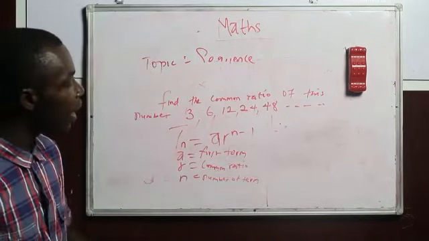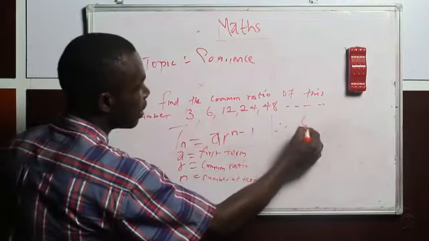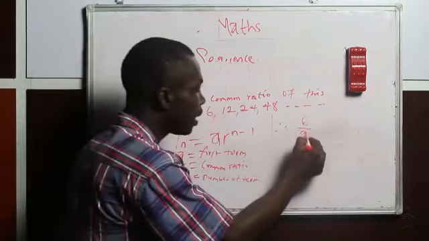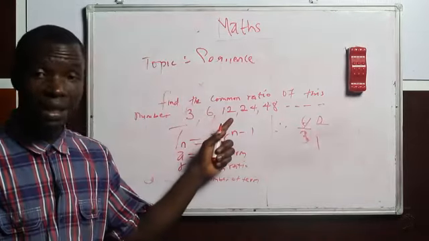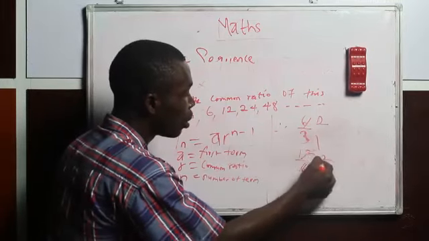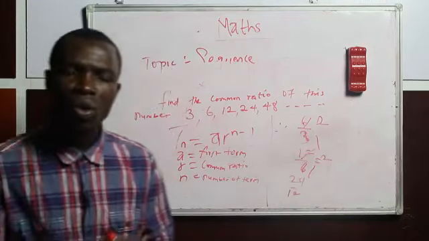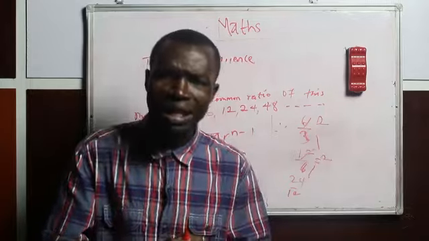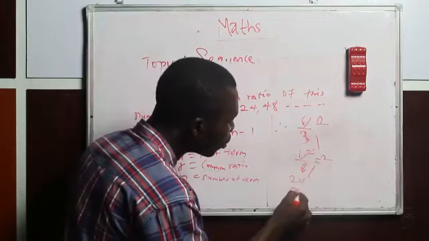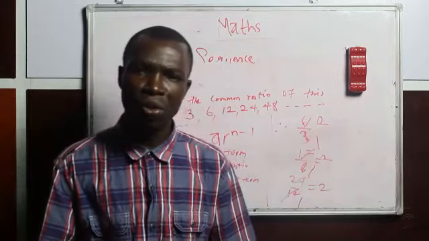Therefore, how do we find our common ratio here? Remember, this is our first term. Our common ratio is 6 over 3. Consider 12 over 6, and consider 24 over 12, because as we consider the preceding term, we consider the constant term. This constant term is called the common ratio. So their common ratio is equal to 2.